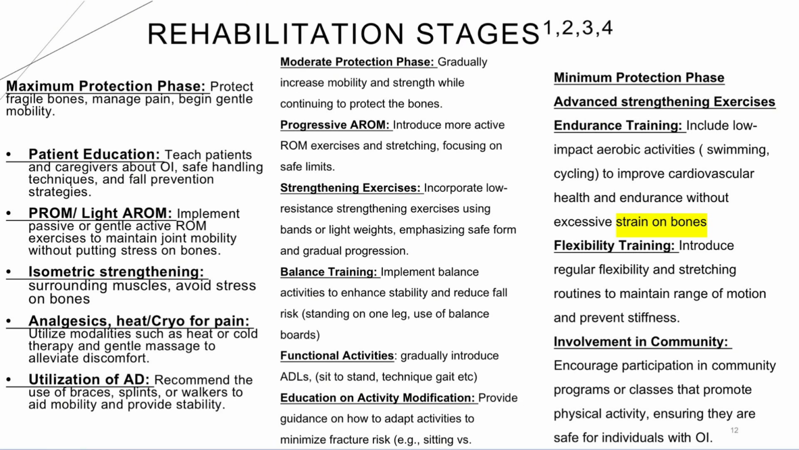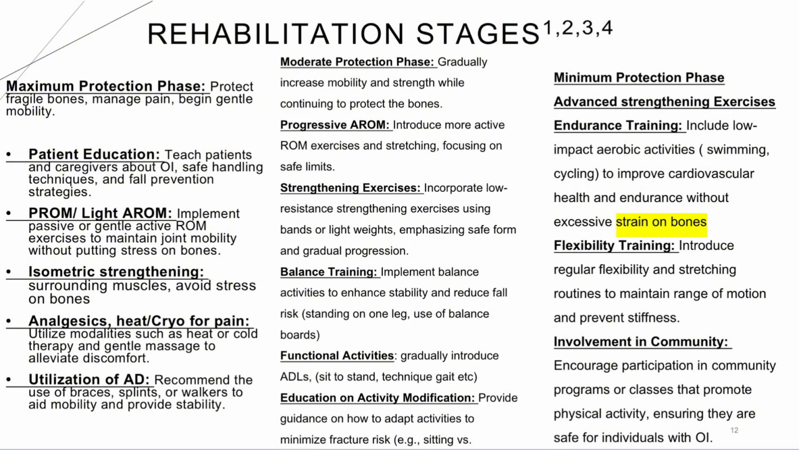Next, you've got balance training. So you implement some balance activities to help enhance stability and reduce fall risk. That could be like standing on one leg, using a balance board, stuff like that. Next, functional activities. So a gradual introduction of things that they will use in their everyday life, like sit to stand, gait technique, stuff like that.